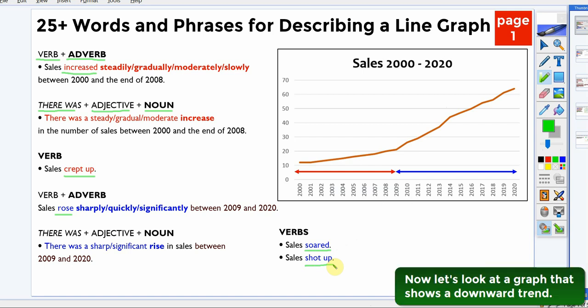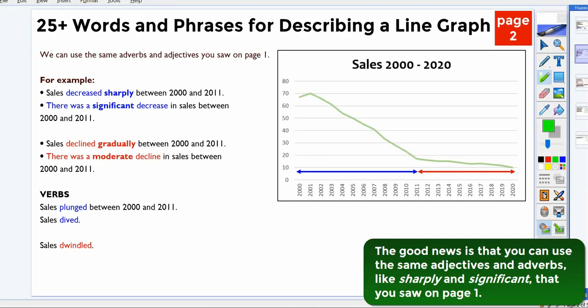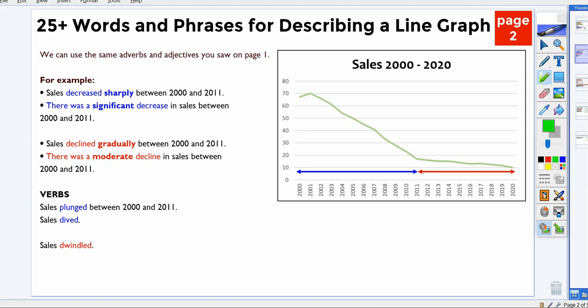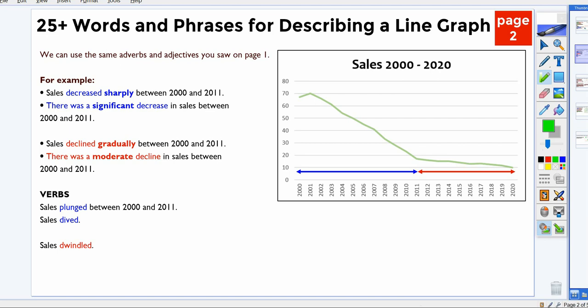Now let's look at a graph that shows a downward trend. The good news is that you can use the same adjectives and adverbs, like sharply and significant, that you saw on page 1. This time, however, I have different verbs and nouns: decreased, declined, decrease, decline.